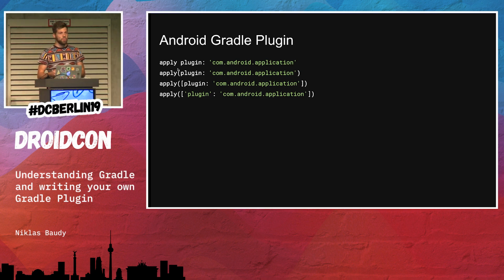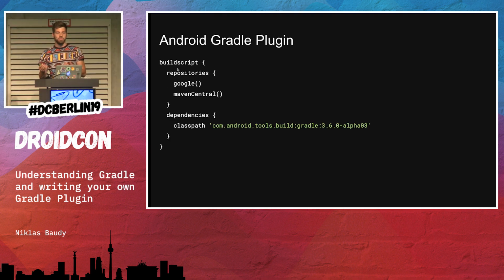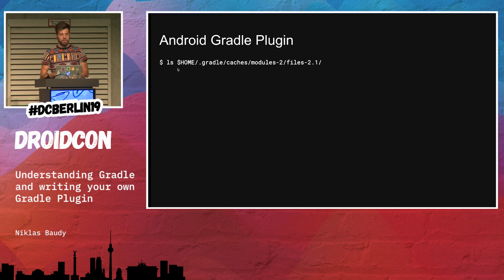Also, Gradle needs some kind of way to know where this Gradle plugin is coming from. So there we have this build script DSL block where we can say which repositories we have, for instance, Google, Maven Central. And then also in the dependencies block itself, we can say the class path for the Android plugin. So here it's Android tools, Android tools.build. And then when you invoke Gradle, Gradle is downloading that jar file from the Google repository and caching it locally. So all of the Gradle dependencies are cached inside the home directory, inside .gradle.